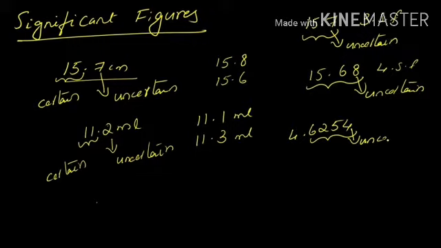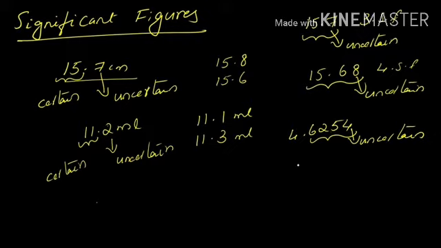Among that, the last digit, that is the 4, right? In 4.6254, that last digit is the uncertain value. So if it is measured by someone else, they will get a value up to the 5, that means 4.625. Up to that the value is very accurate and perfect also. The last digit 4 is the uncertain value in it.